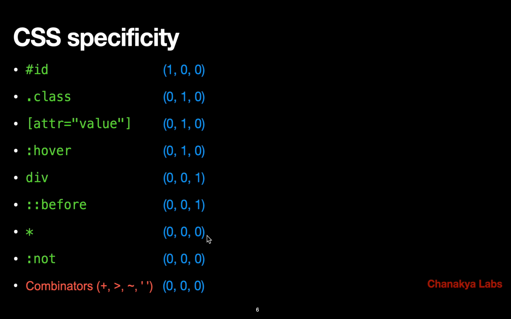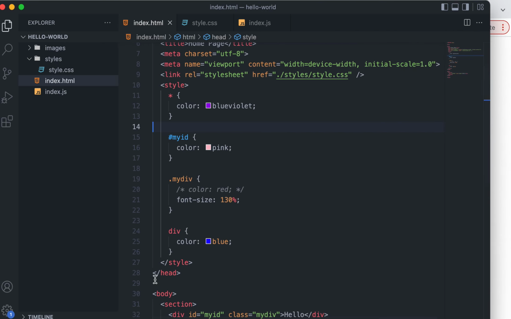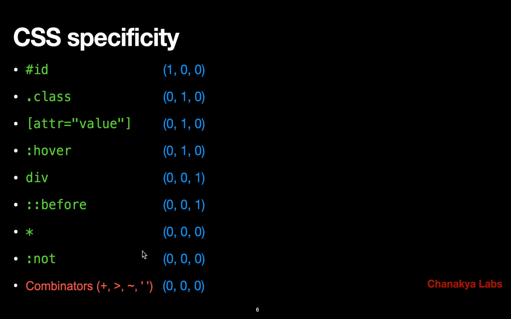And in fact almost all the other pseudo classes other than not have 010 specificity. But the not pseudo class is a special case where it is 000. On top of that, all the combinators also have 000 specificity, so they will not matter. So for example, let's see something more that we can combine.